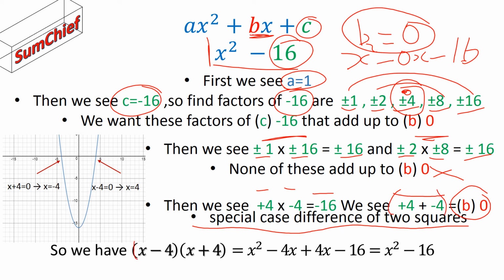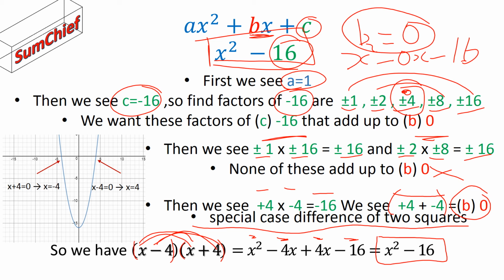So we put (x minus 4)(x plus 4). FOIL it out. x times x, x squared. x times plus 4, plus 4x. Minus 4 times x, minus 4x, and minus 4 times plus 4, minus 16. Simplify this out, we get x squared minus 16, which is basically where we started off. Well, that's great news, so we've checked we've done the right thing.